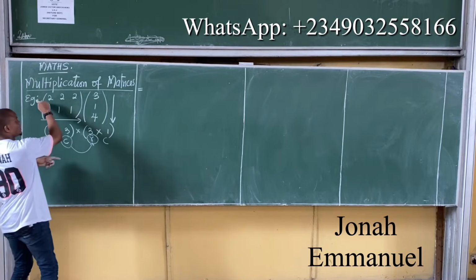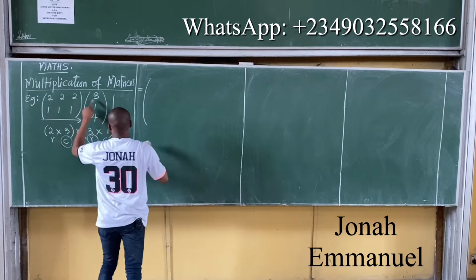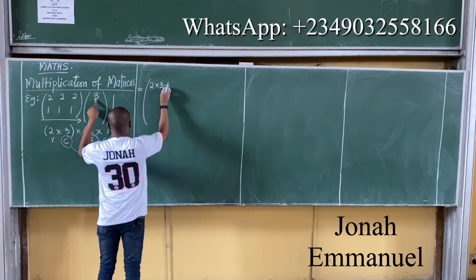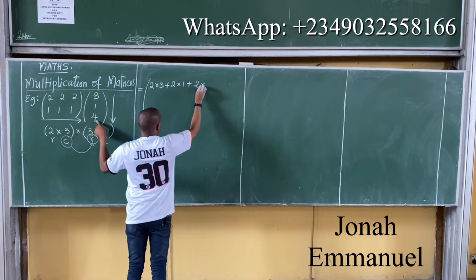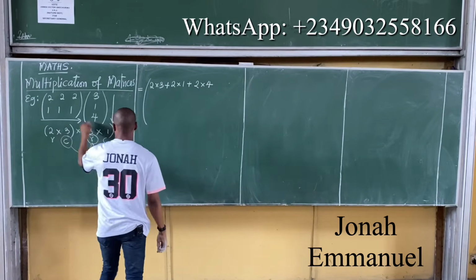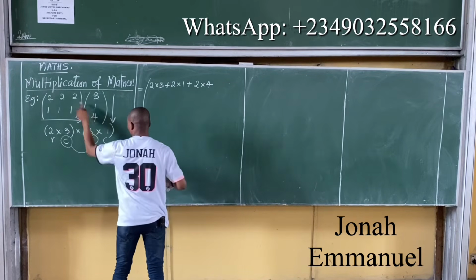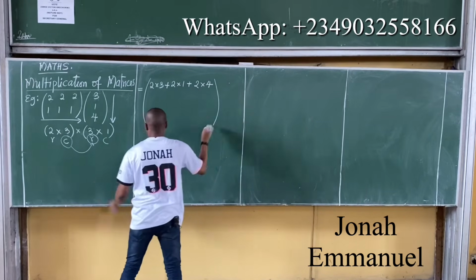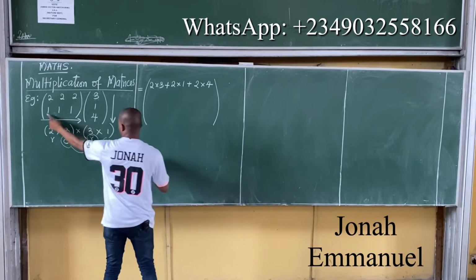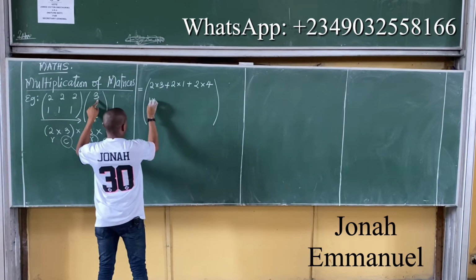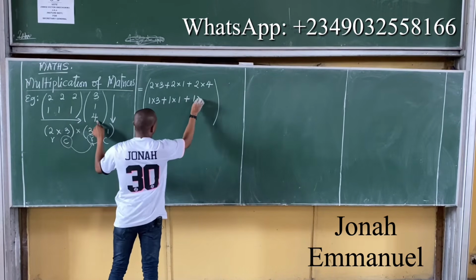How do I do that? I will take this row here to multiply this column. So this times this. That becomes equal to 2 times 3 plus 2 times 1 plus 2 times 4. That's all. I'm done with this row and this column. Use the second row to this column. Repeat the same process: 1 times 3 plus 1 times 1 plus 1 times 4.